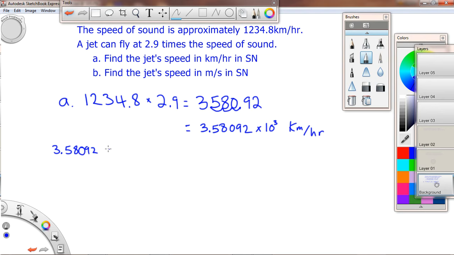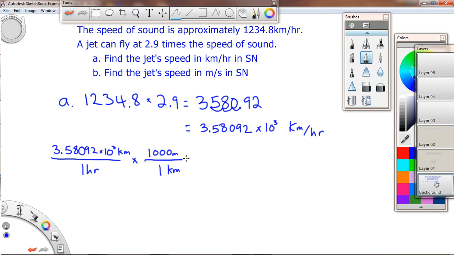So we'll go ahead and take our 3.58092 times 10 to the third. We go that many kilometers in 1 hour, and we need to convert this. The first thing I'm going to do is convert this to meters. And there are 1,000 meters in every 1 kilometer, so that's our conversion factor. When we multiply here, the units are going to cancel. My kilometers will cancel out, and I'll be left with meters.